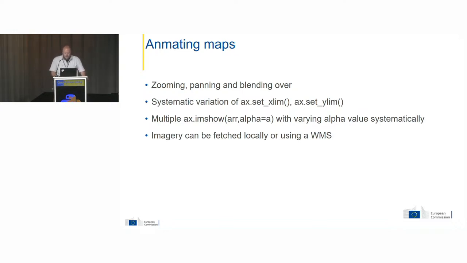So we just systematically vary the set_xlim, set_ylim parameters that define the extent that is shown, right? So we can zoom out, we can zoom in, we can do a scaling or a translation, which would then be a zoom in, zoom out, or a panning effect. Then imshow has this alpha parameter, which is basically the opacity of the layer, so we can vary this systematically in a for loop, and then export everything, and then glue it together into an animated GIF.